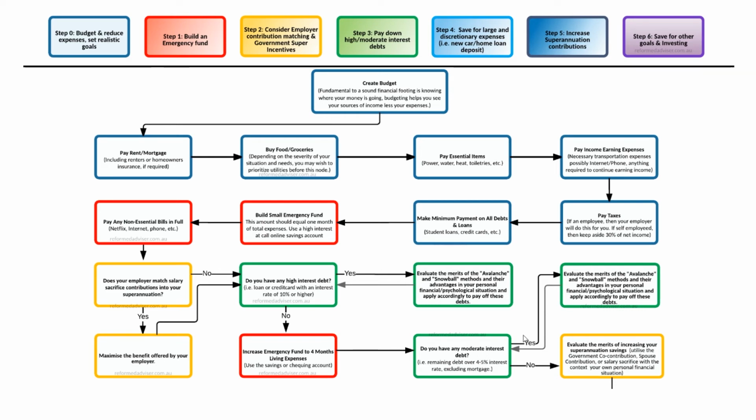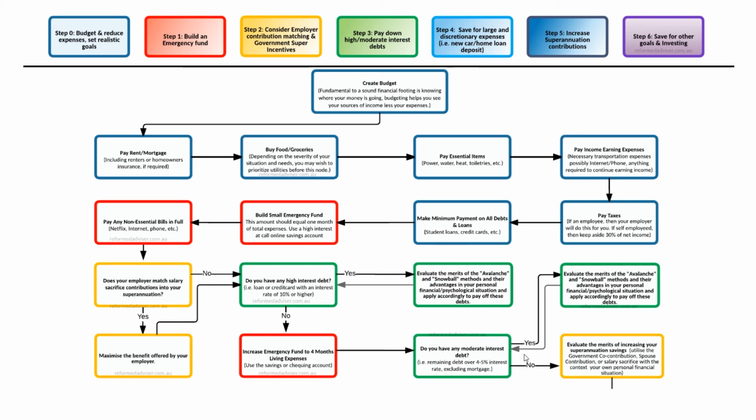Same thing again. Come back up here, evaluate the merits of the avalanche or snowball method and smash that loan down. Once you remove that loan entirely except for your mortgage, so this might be something like you borrowed some money from your family and they're just charging a small amount of interest. That's where this might fall into that category. Smash that loan down, don't owe them anything. That's always your best bet.